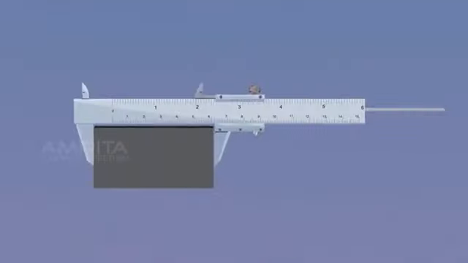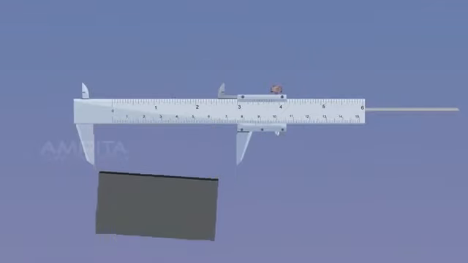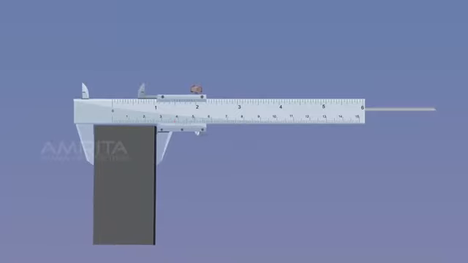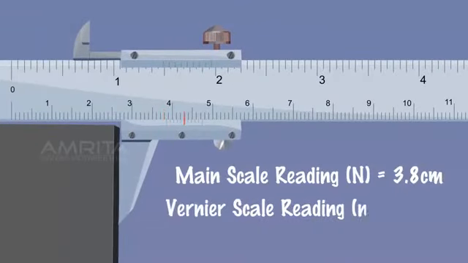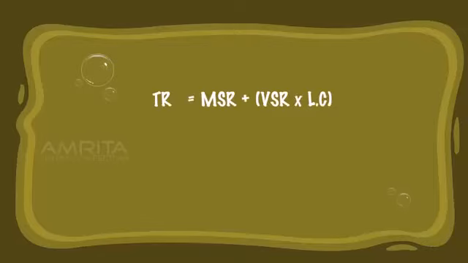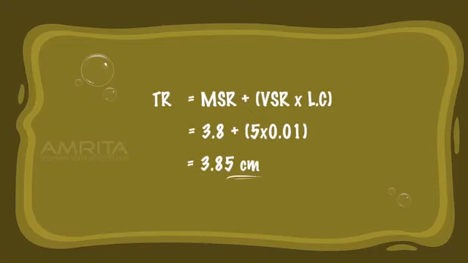Now place the rectangular block breadthwise in between the outer measuring jaws of the vernier calipers and note the MSR and VSR reading. Calculation: TR is equal to MSR plus VSR into least count. That is equal to 3.8 plus 5 into 0.01, which is equal to 3.85 centimeters.